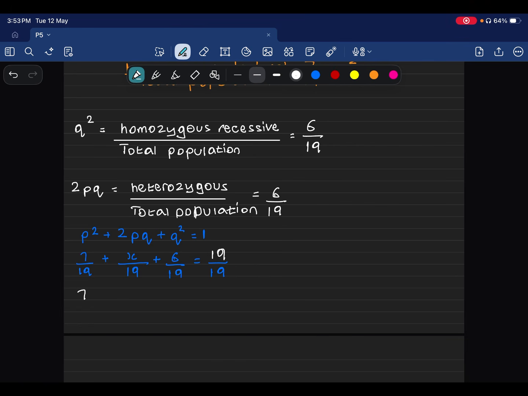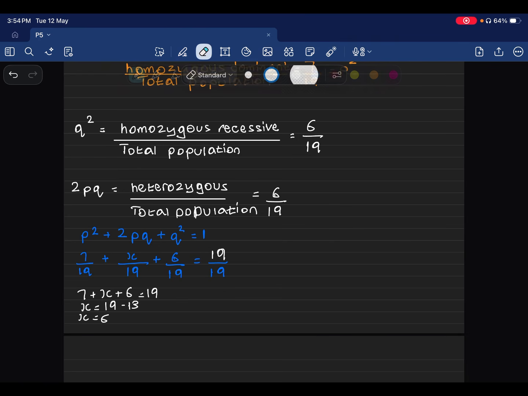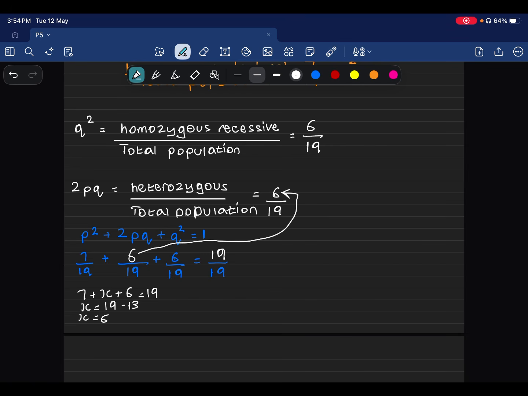So now 7 plus x plus 6 is equal to 19. So x is just 19 minus 13, and x in here becomes 6. So now you can say, oh, x right here, aka the number of organisms that are heterozygous, is 6, which is exactly what we counted. So that's the smarter way, especially when you have quite a large number of organisms.